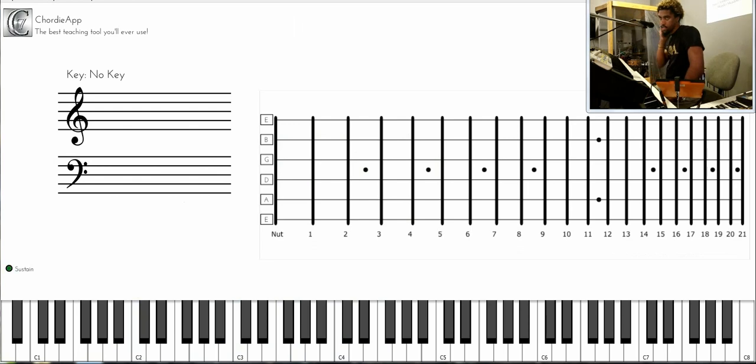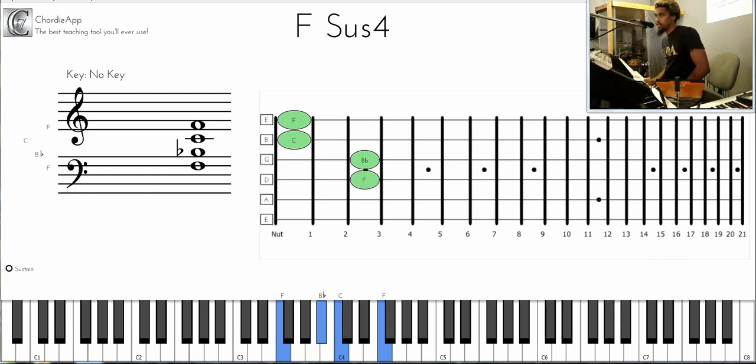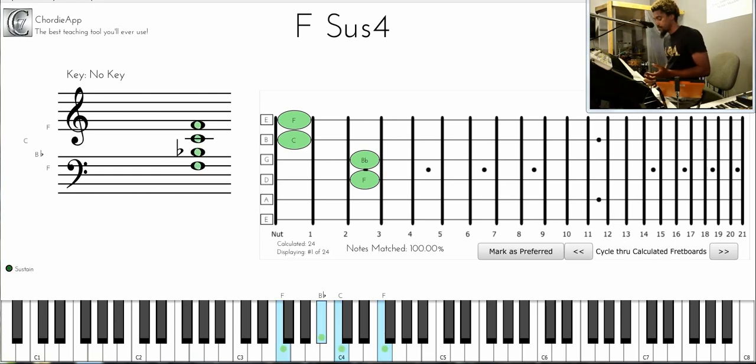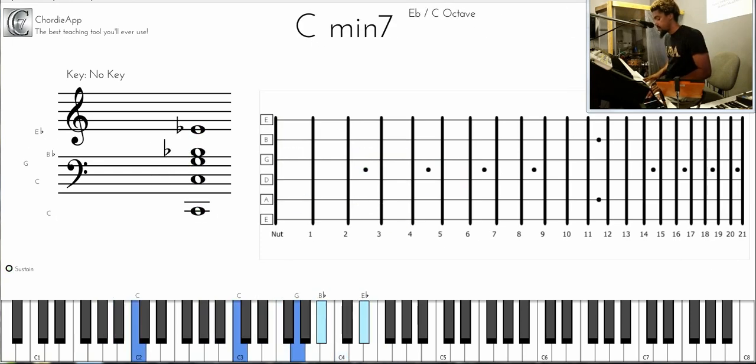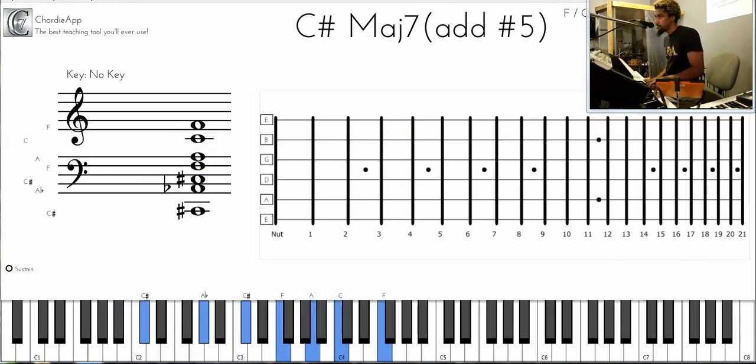Here's something else that I can do. I can do this suspended idea right here. So this is an F sus 4, all right? Because it resolves to that, this F major, all right? So I can say.